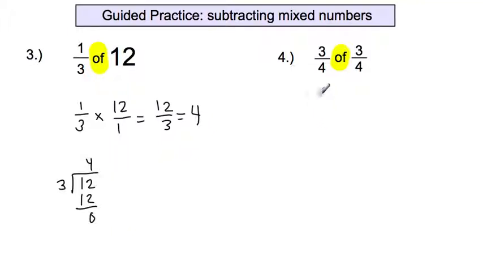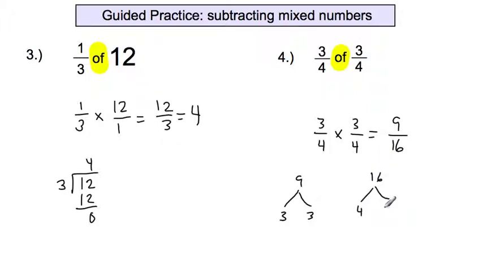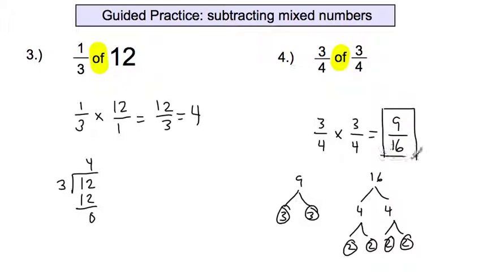Last guided practice problem is 3/4 of 3/4, and again, of means multiply, so it's 3/4 times 3/4. 3 times 3 equals 9. 4 times 4 equals 16. Now finding the greatest common factor. 9 is 3 times 3. 16 is 4 times 4, and 2 times 2, and 2 times 2. So it's 2 times 2 times 2 times 2. This one's 3 times 3. They don't have anything in common, and so this is in its simplest form.